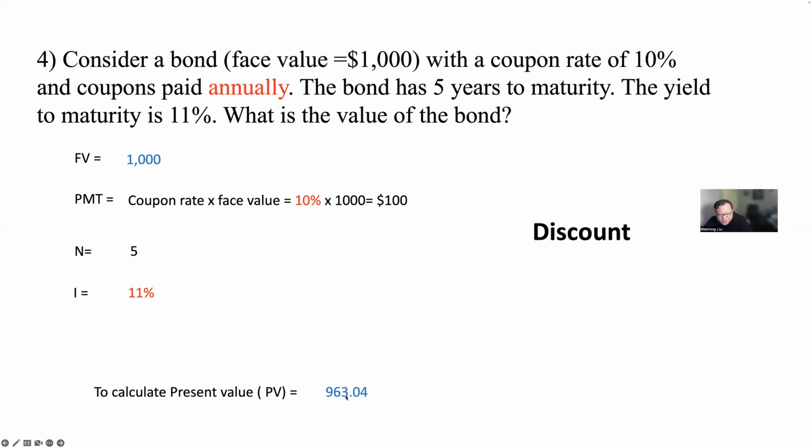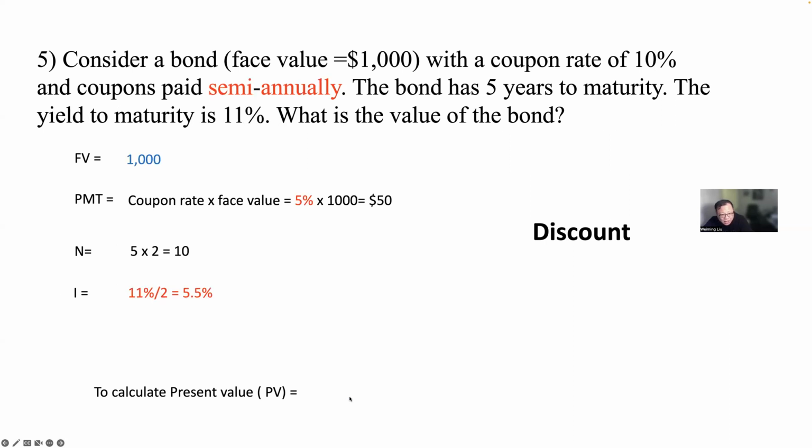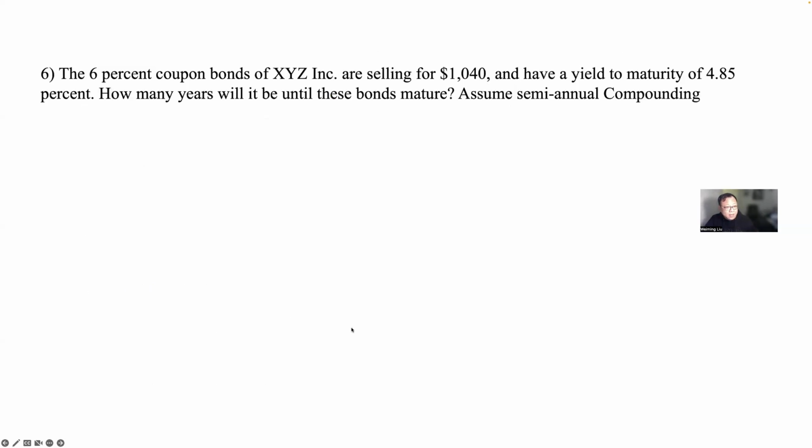And then you may be wondering, in the previous example it's more, 963. How come now it becomes 962? The idea here is that when your semi-annual interest rate is 5.5%, because of the compounding, your real yield rate would be higher than 11%. So when your yield rate increases, the price will go down. Therefore, the price now is lower by $1, from $963 to $962.